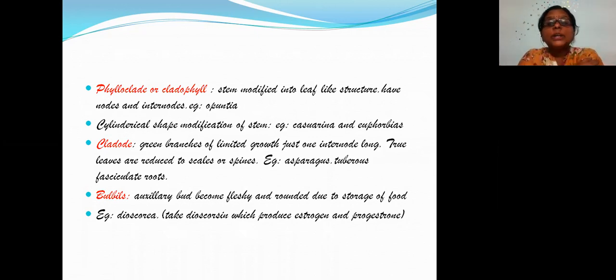Okay, true leaves, students. Why are they saying it as true leaves? Because that leaf can perform photosynthesis. That's why they have used the word true leaves. So they will ask you whether those leaves can perform photosynthesis. Yes, because they are the true leaves which are actually converted into scales or spines. Asparagus is the only example which they always used to ask.